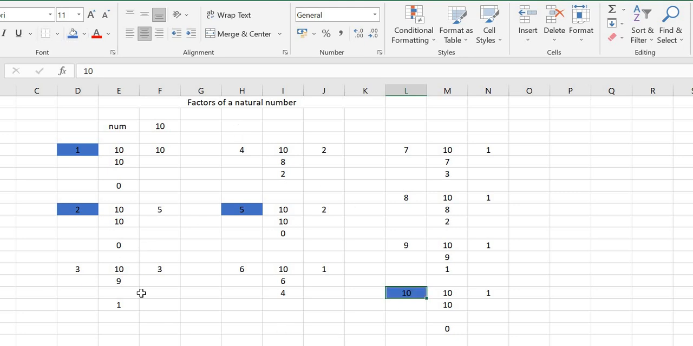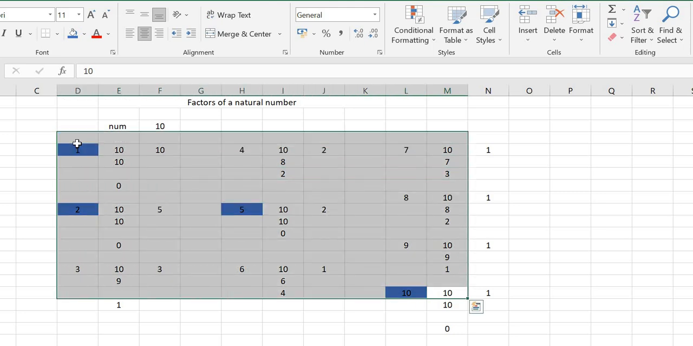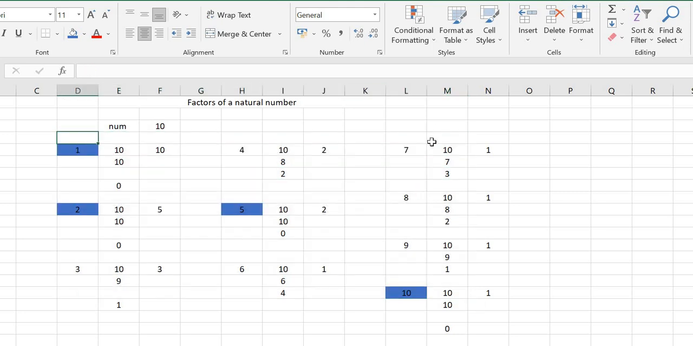So the factors of this natural number 10 are 1, 2, 5 and 10. We have got it. One thing to notice is that when we are finding the factors of a given natural number, we can only take numbers less than or equal to that particular number, right? So this is the logical part of factors of a natural number. Let us now move on to the coding section.